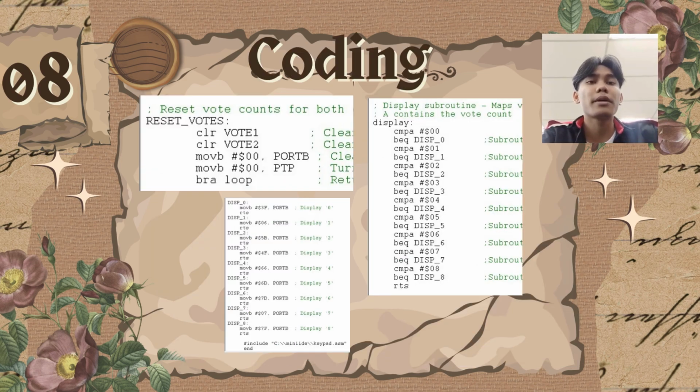If the keypad that is pressed is keypad 3, then they will go to reset_vote, which will reset the vote count for both candidates. After that is the display part. At first is the subroutine to display all the votes from the number 0 to number 8, and below that is the code to display the number on the 7-segment display. And at the end there is the library for the mini IDE keypad, and that's all.